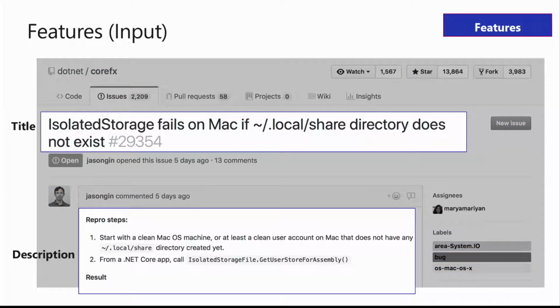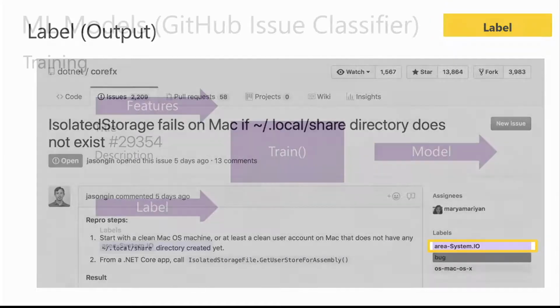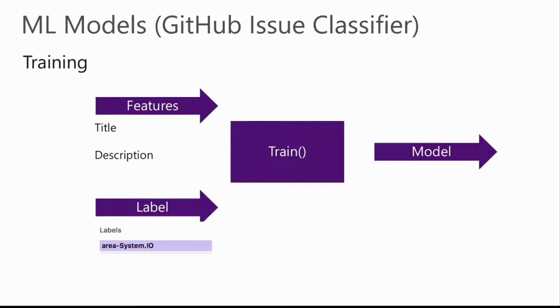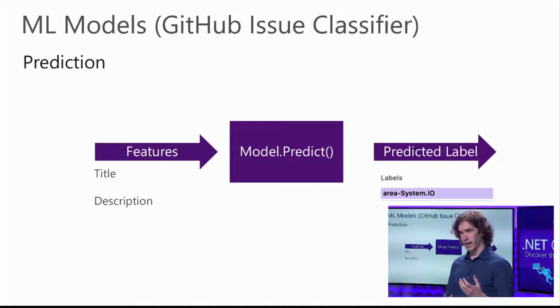So the features, which are the input to our model and the information available to us when making the prediction, are the title and the description. This is what the engineering lead would look at to make that decision. The label in this case is area-System.IO. So when we want to train our model, we're going to take these features and the labels, all these examples, and feed them to our learning algorithm to output a model. Now this model, at prediction time, can then be used to take in the features when a new issue comes in and predict which label is most relevant for that issue.